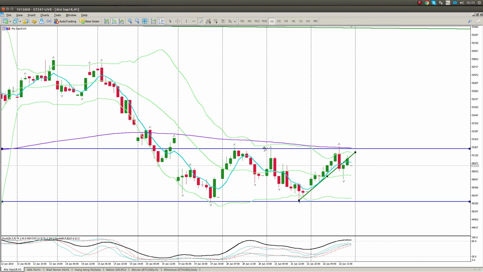So in my eye, we are going to see another test of these lows. Okay, so that's kind of what I'm expecting today. So I'm expecting to take a short at the top here and for it to fall.